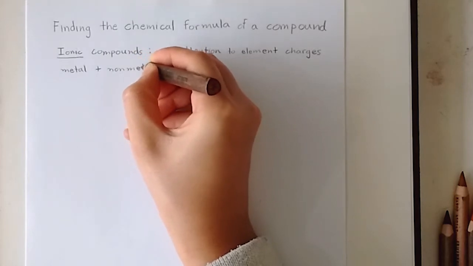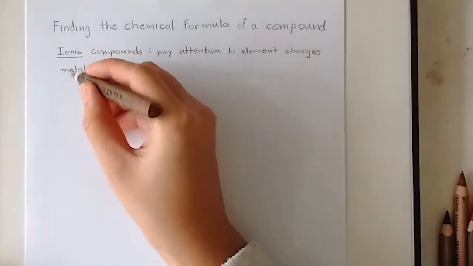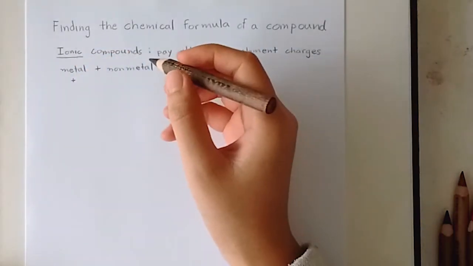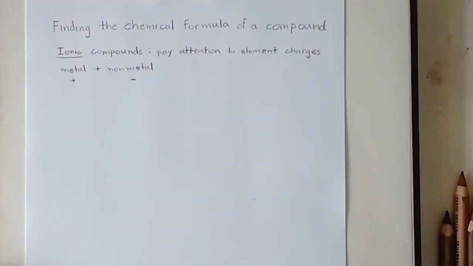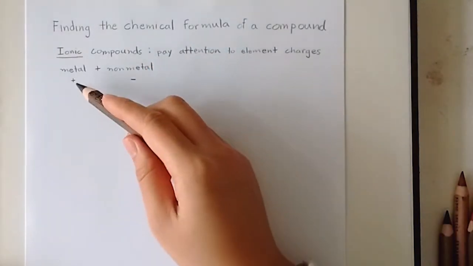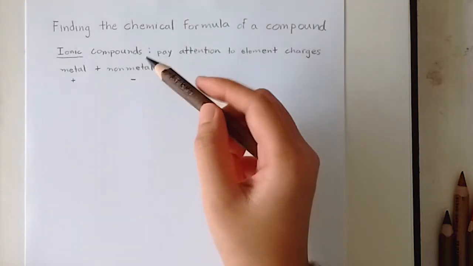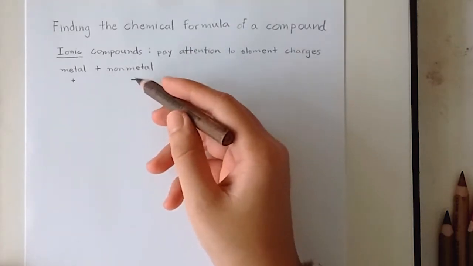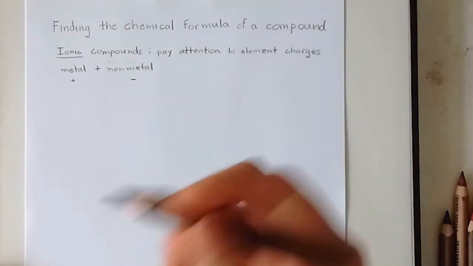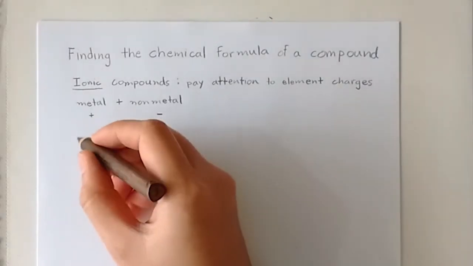Usually, the metal will be the element with a positive charge, and the nonmetal will be the one with a negative charge. And the values of those charges, positive 1, 2, 3, whatever it is, or negative 1, 2, 3, and so on, we need to know what those values are in order to write the correct chemical formula. The other type of compound is a covalent compound.